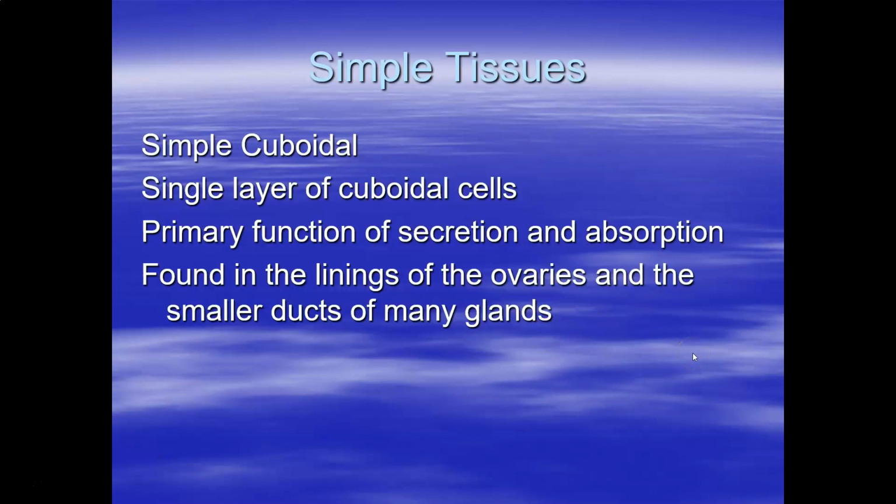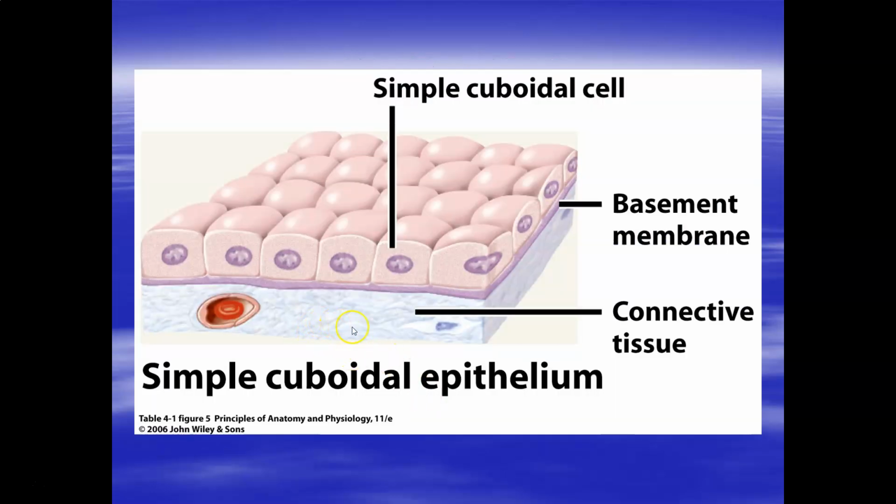Our next type of simple tissue is simple cuboidal. And of course, it is a single layer of cuboidal cells. Its primary function is secretion and absorption. Of course, absorption would be similar to simple squamous, but these cuboidal cells play a bit of a different role in that they help with secretions. Therefore, we find them in the linings of the ovaries and the smaller ducts of many of the glands that we find throughout the body. Again, our connective tissue, basement membrane, and a single layer of cuboidal cells.